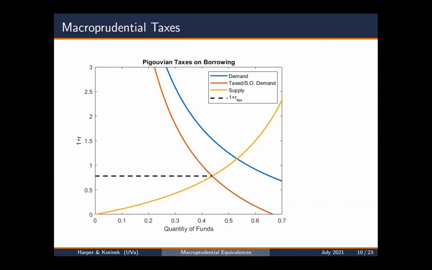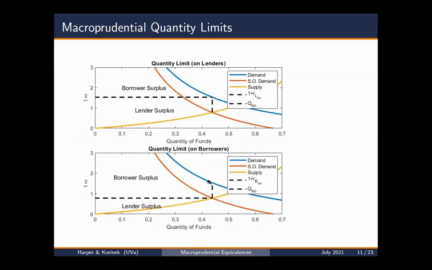A simple policy to start off thinking about is just Pigouvian taxes on borrowing. So here we have only taxes on borrowing, and by taxing borrowers and then rebating the revenue of that tax back to borrowers, we're able to shift the demand curve to the socially optimal demand curve and implement the socially optimal allocation. You can also imagine here that taxes could go on either set and get there in different ways. Now, quantity limits: you can apply a quantity limit both on borrowers and on lenders.